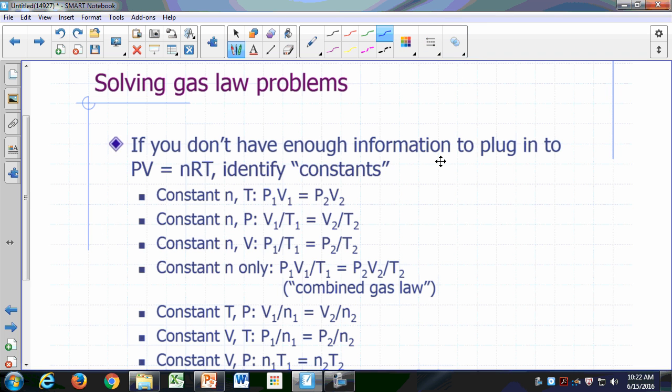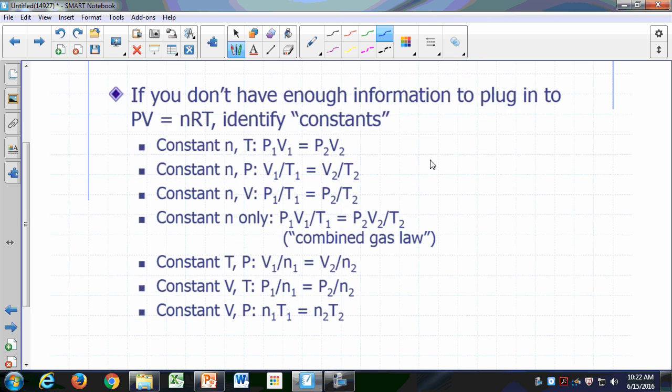Here's a general strategy that you can use to solve problems dealing with gases. Typically, in a lot of these cases, you're not going to have enough information to just plug things into PV equals nRT. So when you read these problems, you sort of have to get a picture of exactly what's going on with the gas. And so what you need to do when solving these problems is identify what is being held constant. So identify the constants in the equation PV equals nRT.